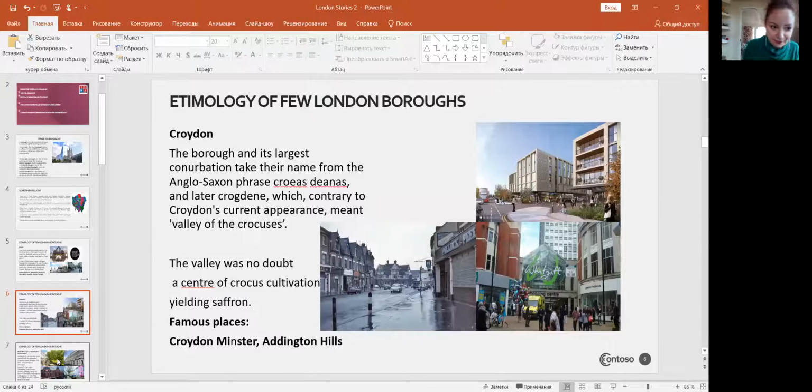Croydon. The borough and its largest conurbation take their names from the Anglo-Saxon phrase Croh Dene and later Croydon, which, contrary to Croydon's current appearance, meant Valley of the Crocuses. The valley was no doubt a center of crocus cultivation, yielding saffron. Famous places there: Croydon Minster, like Westminster, but not as beautiful, and Addington Hills.